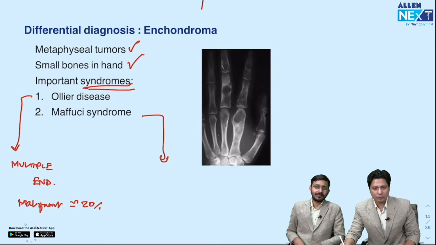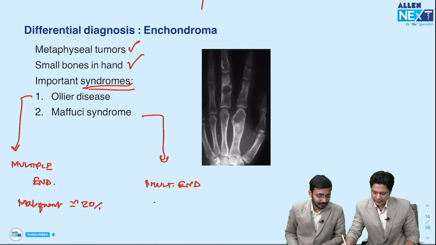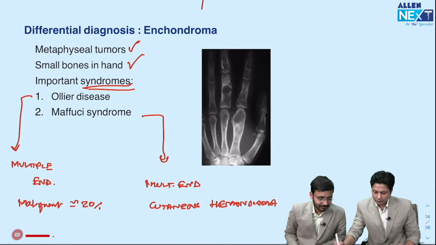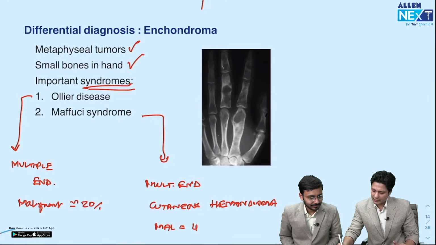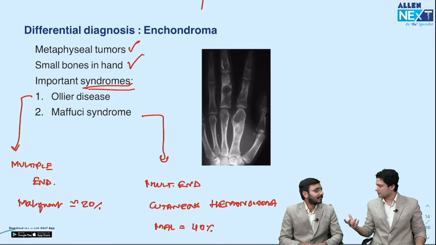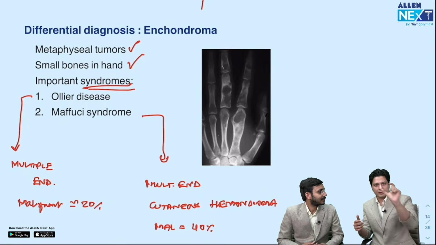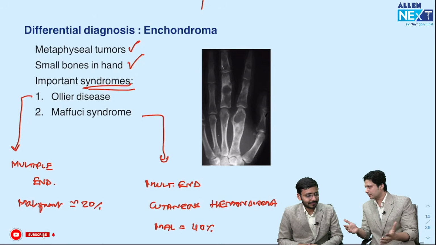Another one is Maffucci syndrome, where multiple enchondromatosis is one component, but it is also associated with cutaneous hemangioma. And the possibility of malignant transformation here is as high as 40%. So this becomes the base of the question asked: which of the following lesions has the highest propensity to get converted into a malignancy? The options provided were multiple enchondromatosis and cutaneous hemangioma, multiple enchondromatosis, multiple GCT lesions, and so on.